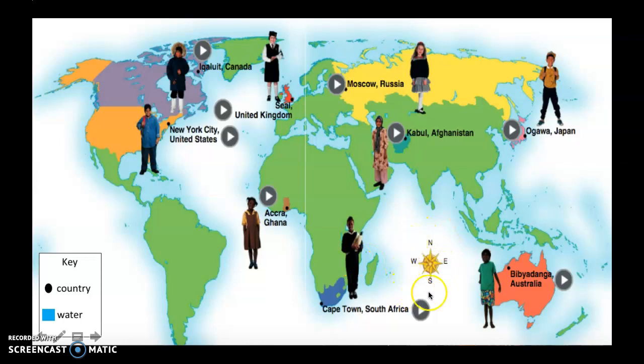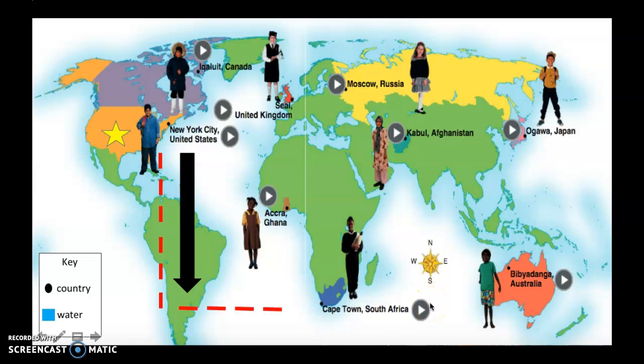Now, if I wanted to travel from the United States to Cape Town, South Africa, I could follow my compass rose. This right here is a compass rose. Do you know what these directions, what those letters stand for? Say it with me. North, south, east, west. Those are the directions we would travel. So if I was going to travel from the United States, which is right here, I would travel this way. What direction is that? If I look at my compass rose, it's going south, right?